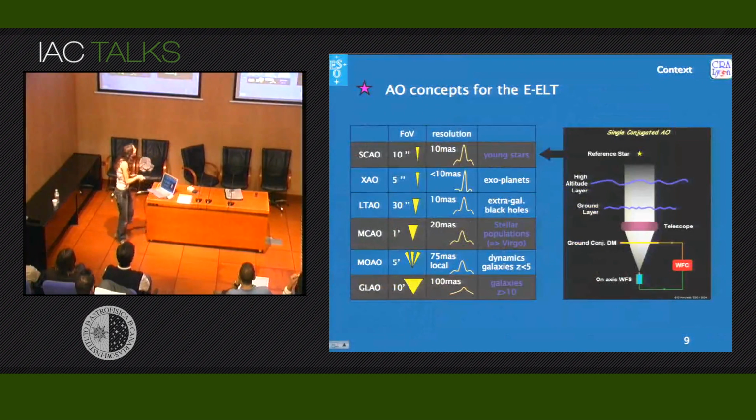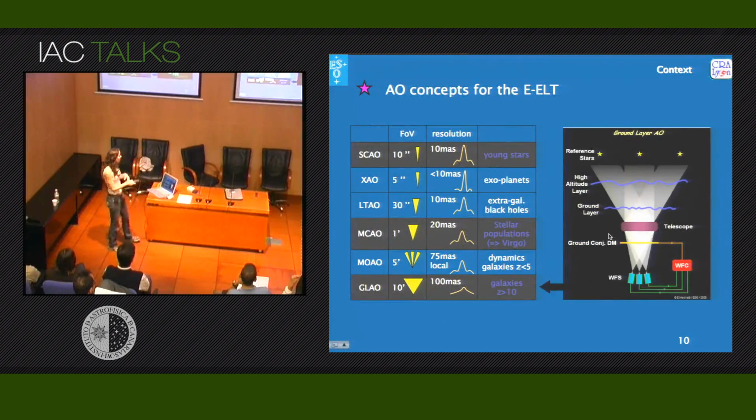But then, if you look at the ground layer AO, which is the one that provides the biggest corrected field of view, since it goes up to 10 arc minutes of correction, the correction is very low, and you are only correcting for the ground layer above the telescope, which is where the major turbulence is concentrated. For this, you use several guide stars in the field of view you want to correct for. If you combine the wavefront perturbations coming from all these guide stars, they have in common this ground layer perturbation. So you correct for this using the correlations of all these perturbations.